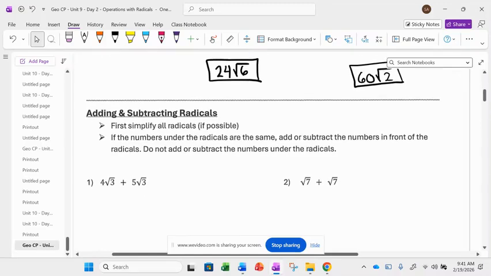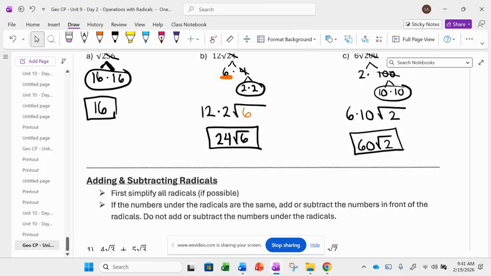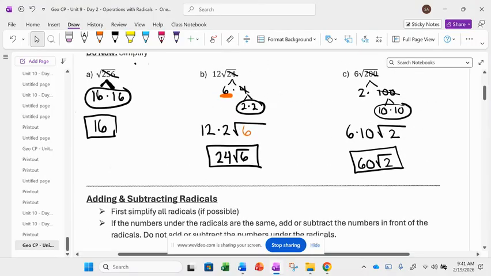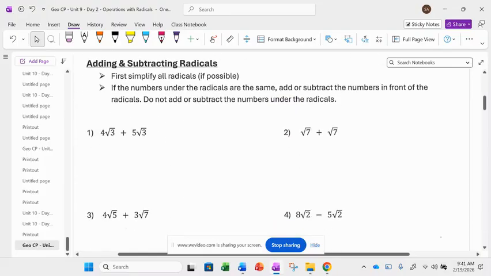Okay. So today what we're going to do is talk about adding and subtracting radicals. When we're adding and subtracting radicals, the first thing you want to do is make sure each radical is completely simplified, meaning break it down like we did here if possible. Then, in order to add them, they need to have the same number underneath the radical. We need the same number underneath the radical.